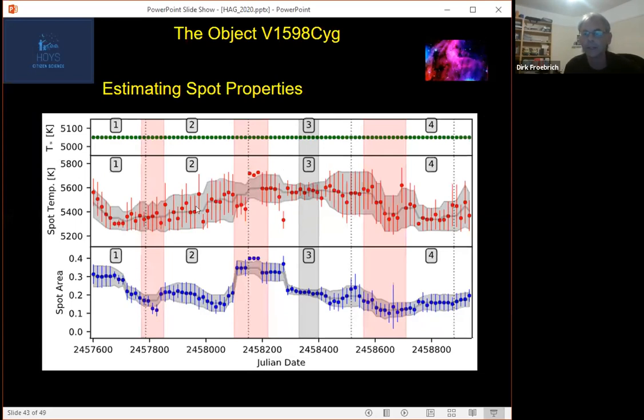So the red points here are the temperature of the spot over time in degrees. So you see there are variations of a couple of 100 degrees in terms of the temperature. And this is the area of the spot as it changes over time as a fraction of the surface of the star that you can see. So basically 0.3 means the spot is as big as 30% of half the stellar surface. So quite large spots. And you can see how these spots basically vary over time.